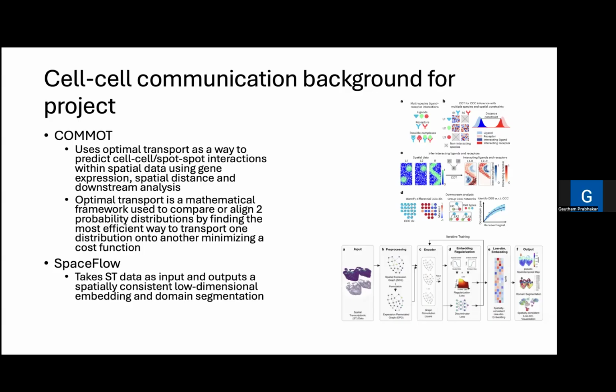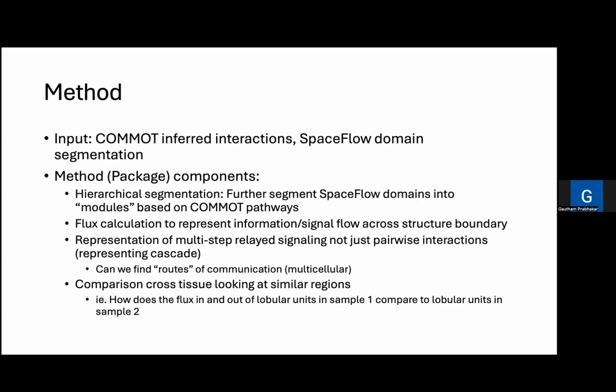And then the other thing is Spaceflow, which is a model that is able to create a consistent low dimensional embedding of segmentation. It takes a tissue and maps out the histology using segmentation. Looking at gene expression and spatial coordinates, it's able to segment, or cluster, your tissue in a way that these structures are supposed to be identified.